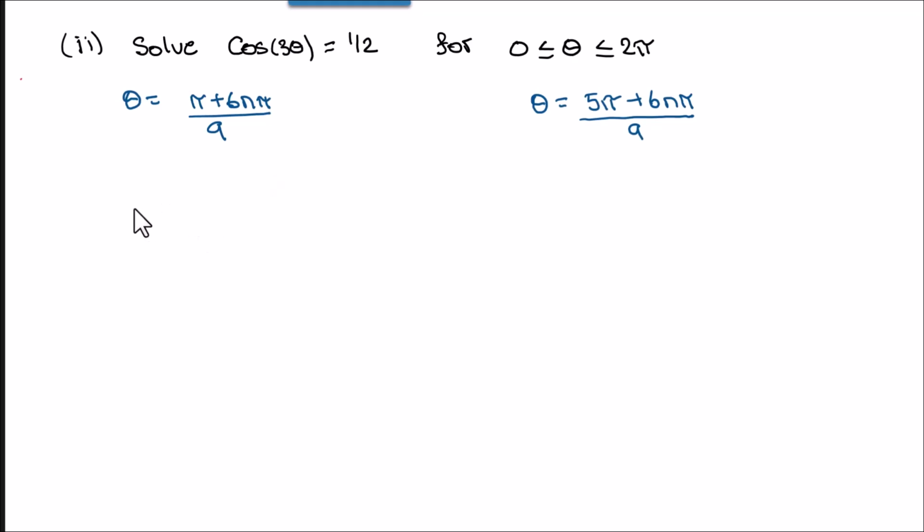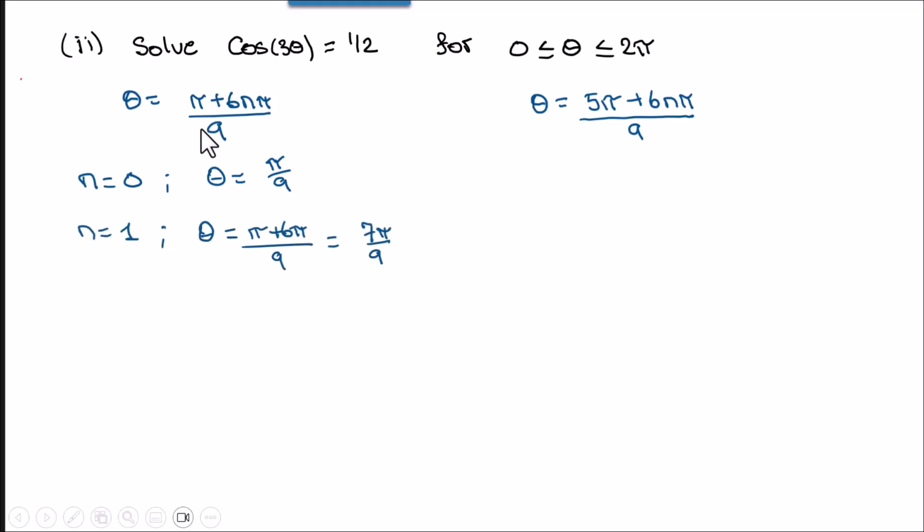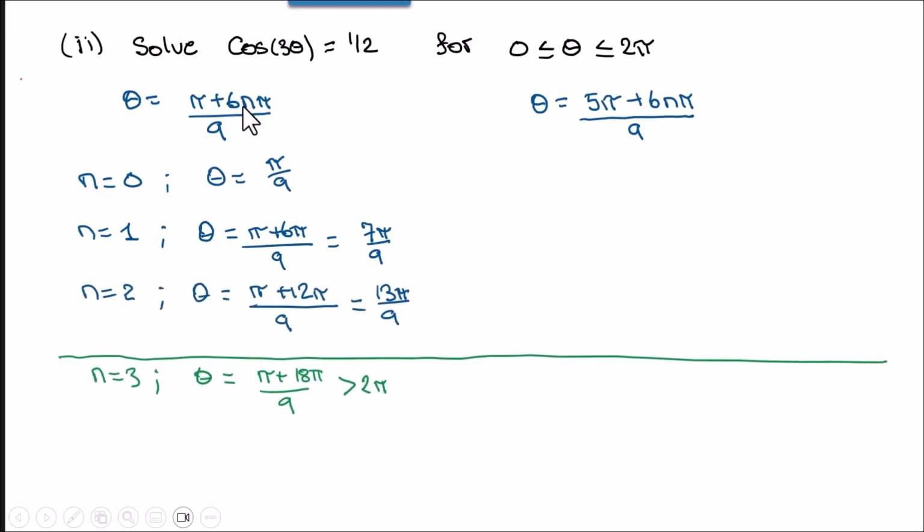So, for example, when n is 0, we get theta equals pi over 9. When n is 1, we get 6 pi plus pi over 9, which is 7 pi over 9. And when n is 2, we get 12 pi plus pi over 9, which is 13 pi over 9. If we were to say n equals 3, we get 18 pi plus pi over 9, which is 19 pi over 9, and that is greater than 2 pi. So we ignore the value of theta for when n is 3.